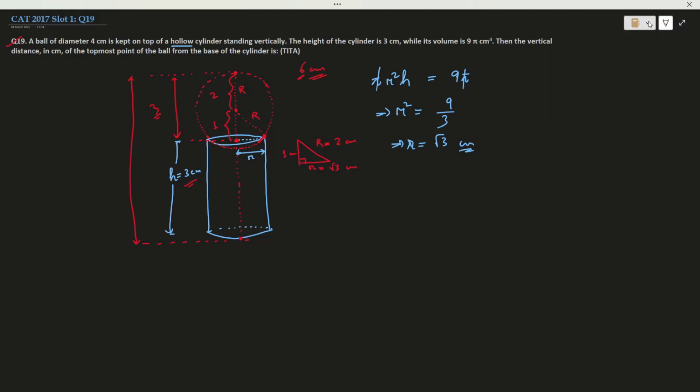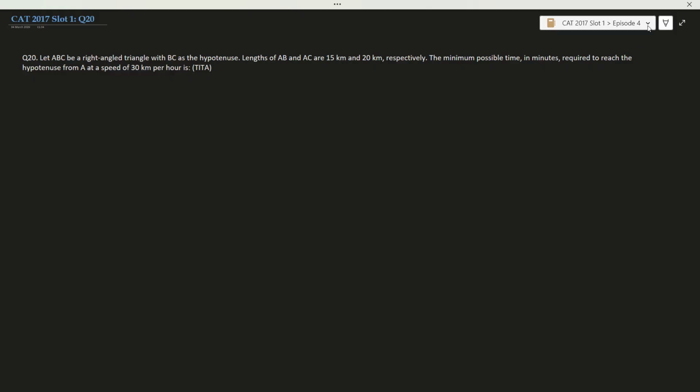All right, guys, let's move on to the last question for today. So we have ABC as a right angle triangle with BC as the hypotenuse. Okay, again we have a right angle triangle, BC is the hypotenuse. That means A is the right angle, AB is given as 15, AC is given as 20.